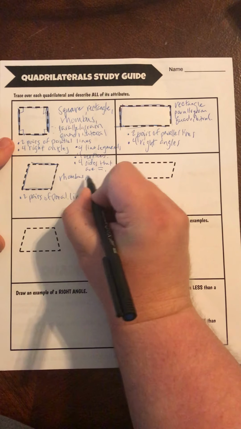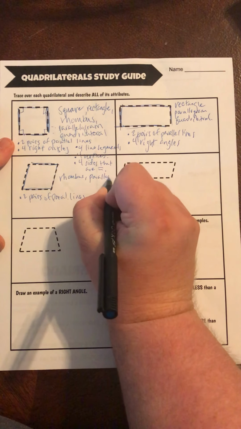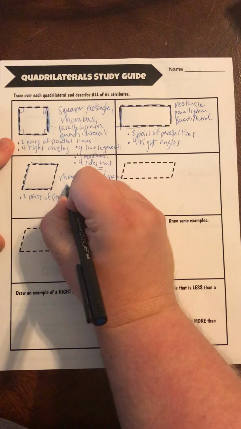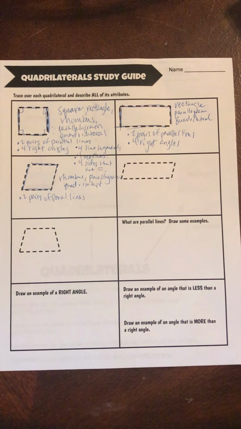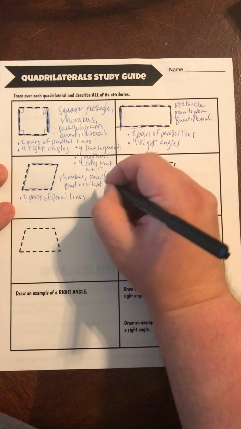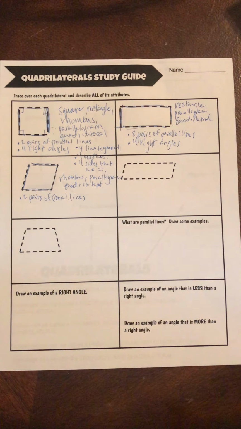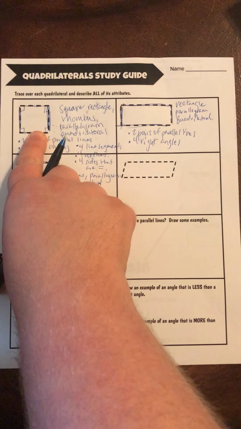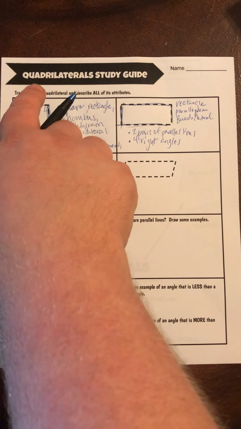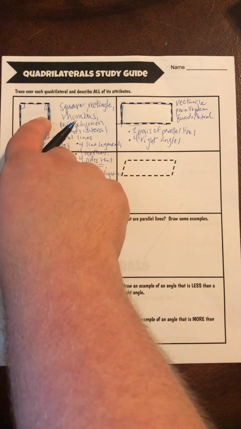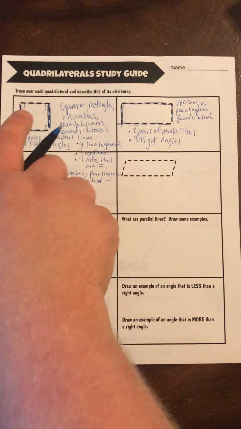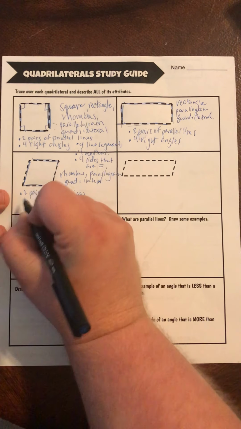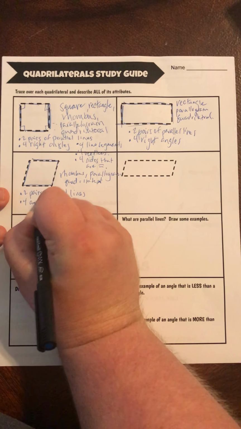I can call it a rhombus, a parallelogram, and a quadrilateral. My handwriting is awful today. Now, I can call this a rhombus. I can call this a rectangle. I can call this a parallelogram. I can call this a quadrilateral. I cannot call this a square though, because squares have right angles. So with this, we're just going to say 4 angles.